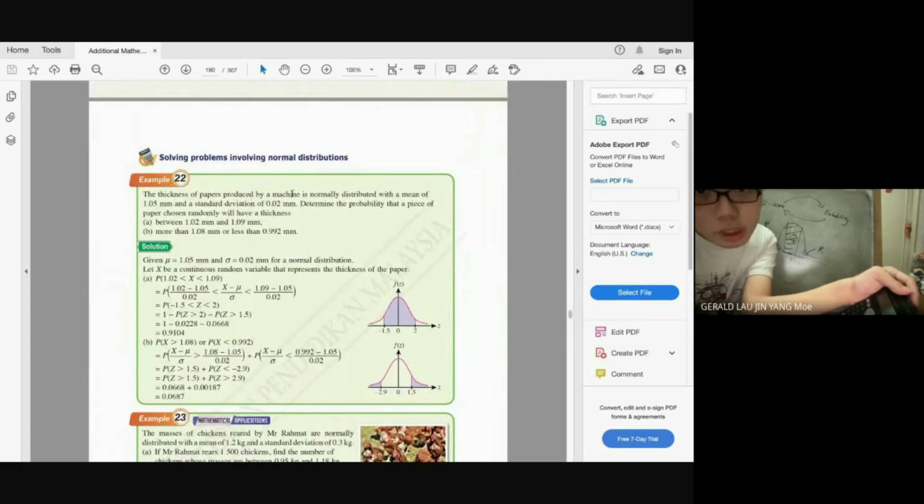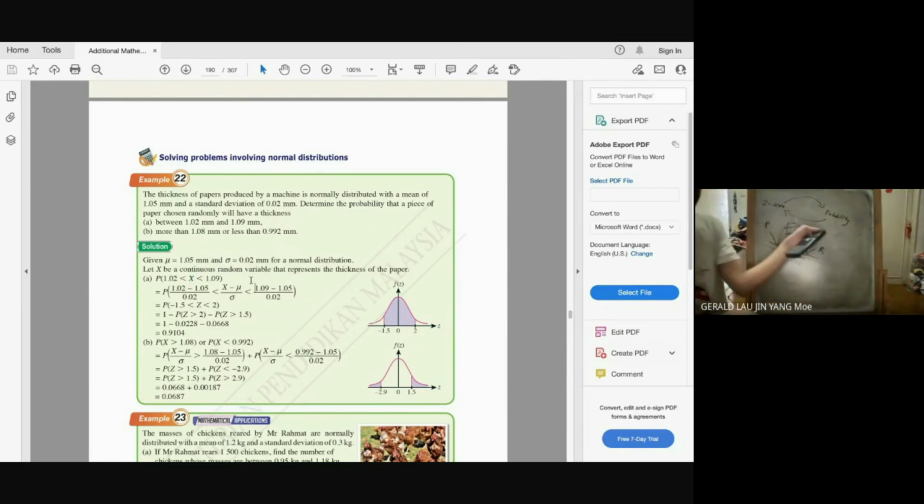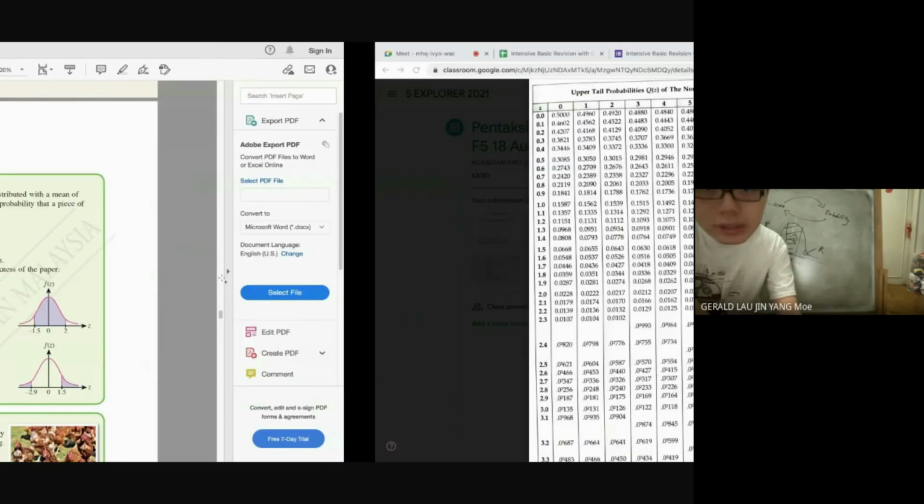So, solving problems involving normal distribution. Thickness of paper produced by a machine is normally distributed. Your mean is 1.05. Your standard deviation is 0.02. Determine the probability that a piece of paper chosen randomly will have a thickness between this one. So your x is this one and then this one. Now, you see, when you want to find probability for normal distribution, you cannot find it based on x. This is not binomial. Binomial, just now you have the formula, nCr, p^r, and then q^(n-r), okay? But for normal distribution, with your X, you cannot find probability based on this one. You can only find the probability based on your z-score table.